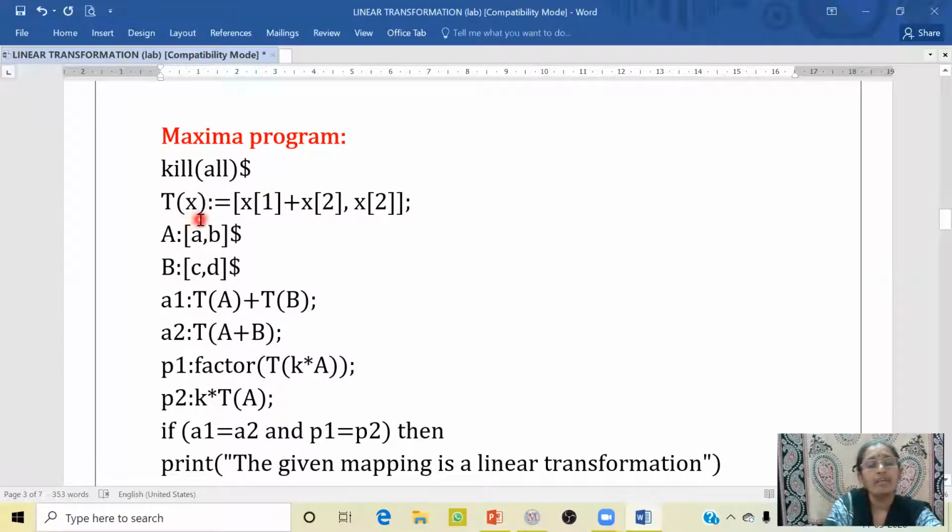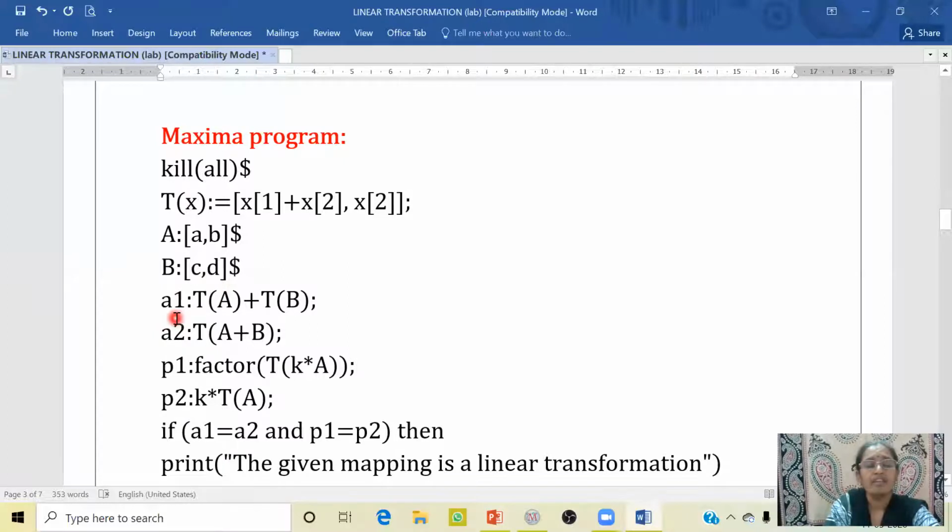Next, we define what is the transformation given to us. T of x, since this is a function, we use colon and equals, and that is given by, you need to display within the square brackets x of 1 plus x of 2 comma x of 2. Here x of 1 will denote x and x of 2 will denote y. So x plus y comma y. Let us take two elements of R2, A as A comma B and B as C comma D.